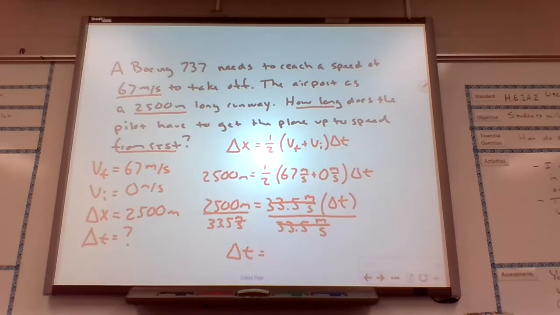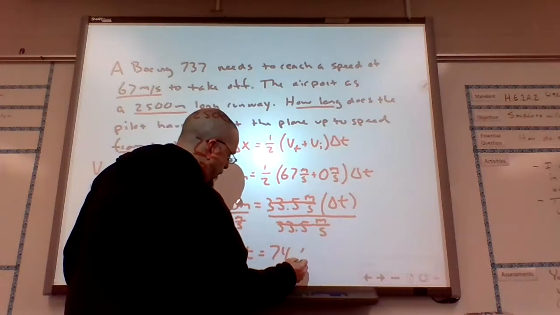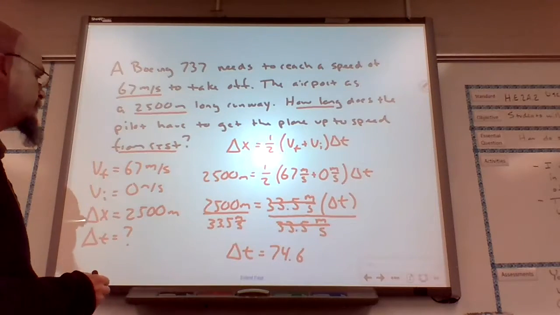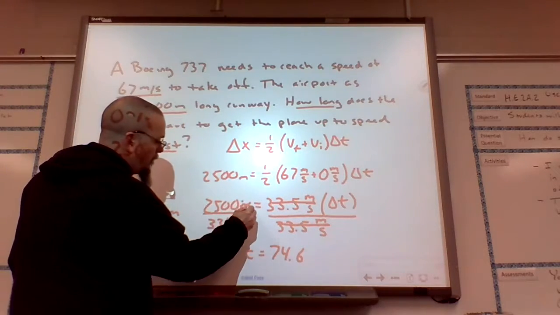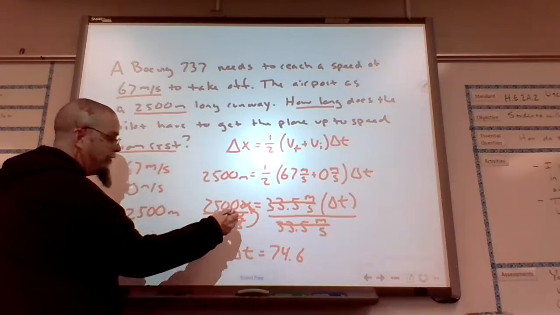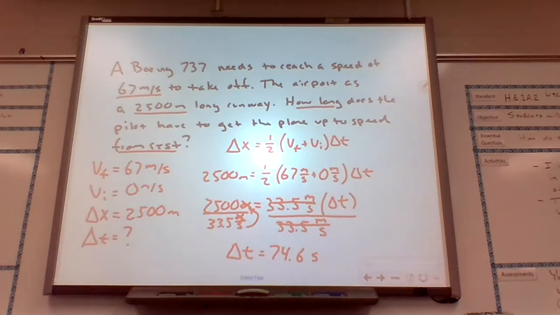That's 74.6. And again, I'm just arbitrarily rounding because we're not using significant figures. Meters cancel. Seconds in the denominator of the denominator move up. So 74.6 seconds would be the maximum amount of time the pilot had to get the plane up to speed before running out of runway.